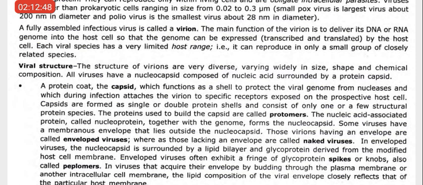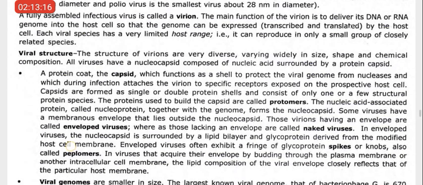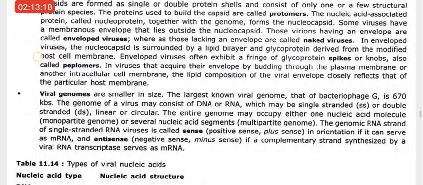In enveloped viruses, the nucleocapsid is surrounded by a lipid bilayer and glycoprotein derived from the modified host cell membrane. Enveloped viruses often exhibit a fringe of glycoprotein spikes or knobs, also called peplomers. In viruses that acquire their envelope by budding through the plasma membrane or another intracellular cell membrane, the lipid composition of the viral envelope closely reflects that of the particular host membrane.